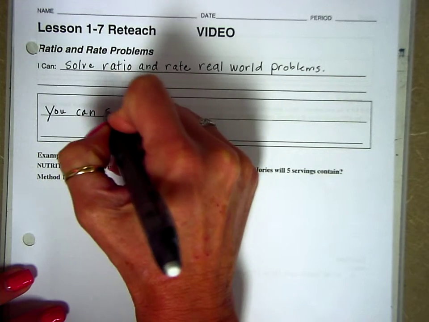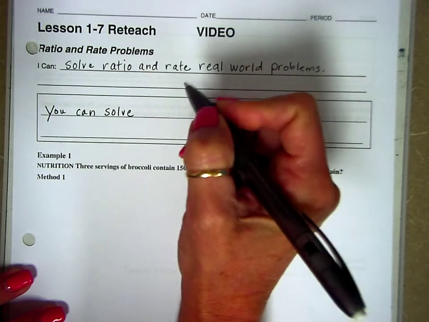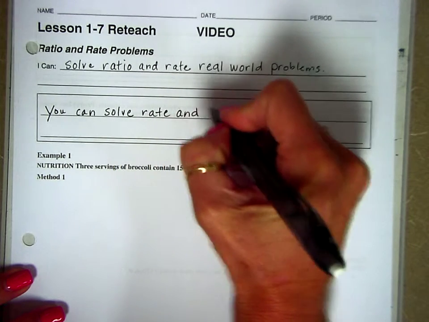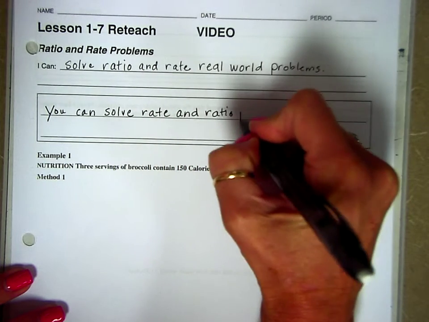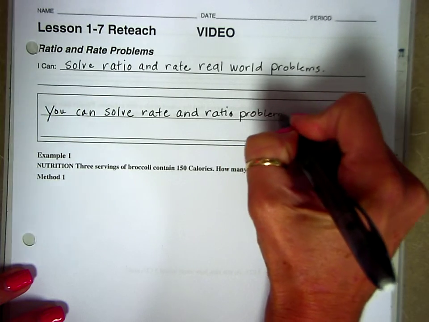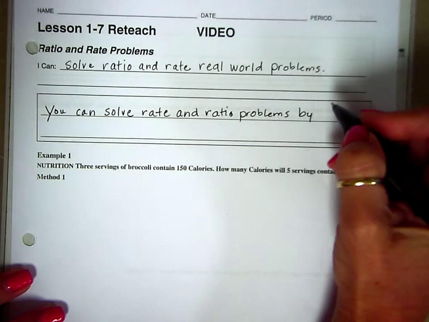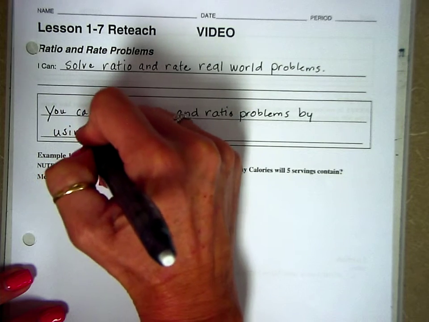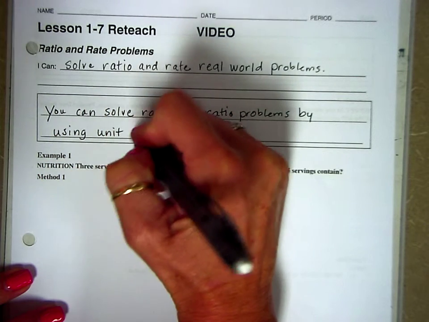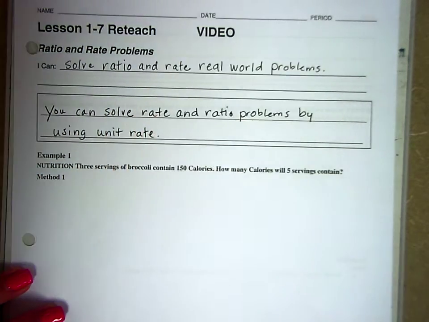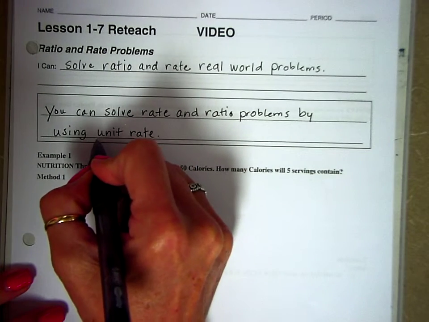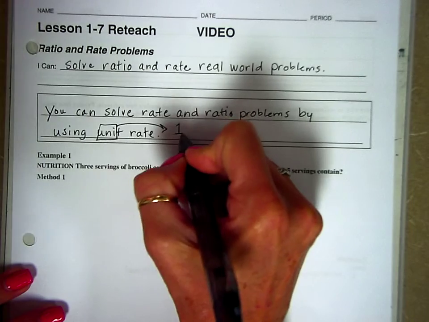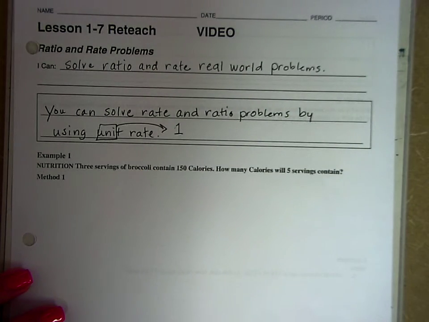You can solve rate and ratio problems by using unit rate. And I'm going to show you the strategy, and I want you to remember that the word unit, I want you to always think 1.